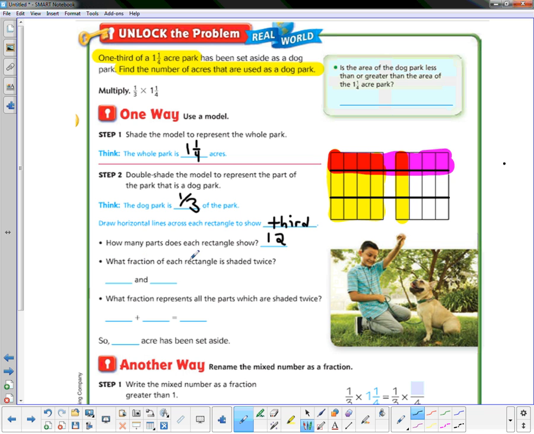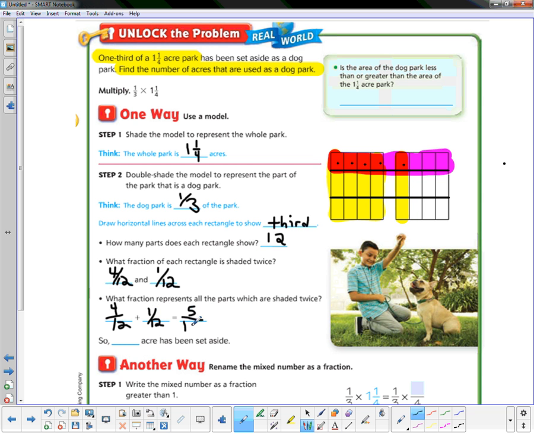What fraction of each rectangle is shaded twice? 1, 2, 3, 4, 5 pieces are in red. Or if you look at it this way, it's 4/12. So this is 4/12, and then we have 1/12. So together, 4/12 plus 1/12 is going to equal 5/12.